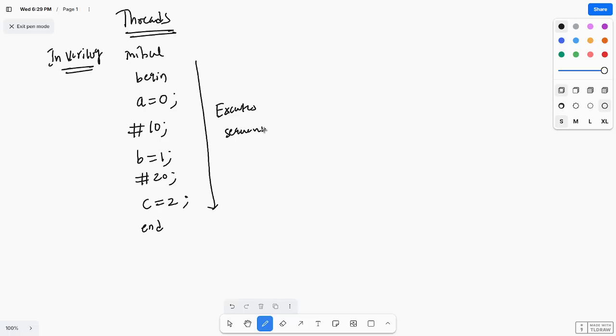Here we have already seen that whatever non-blocking assignments are there will be executed in the NBA region. So if you want to execute in the active region, you need to use a blocking operator, and that concept we already saw in Verilog.